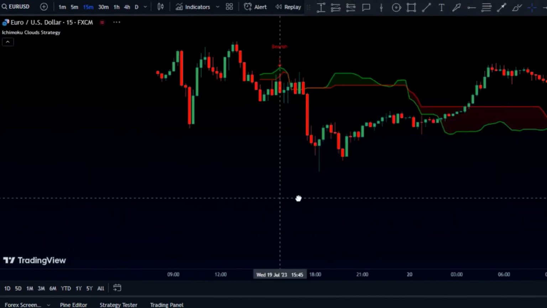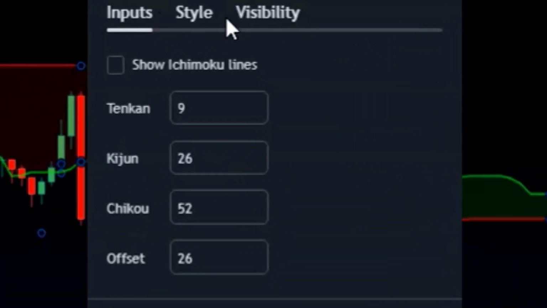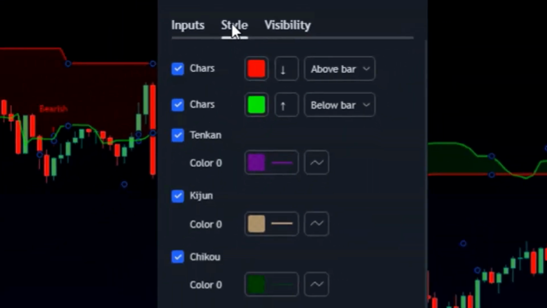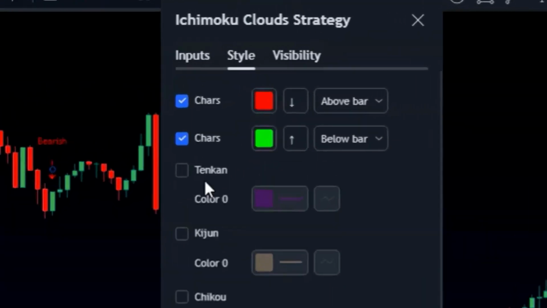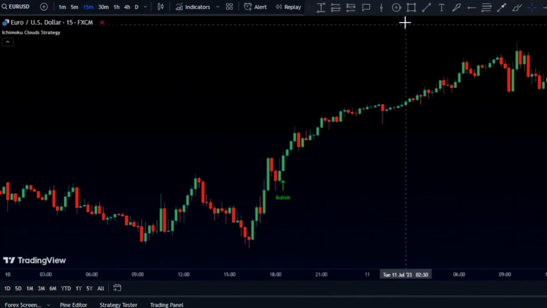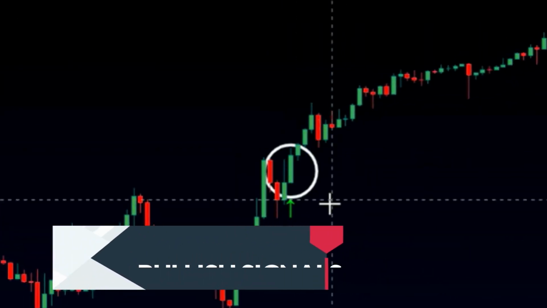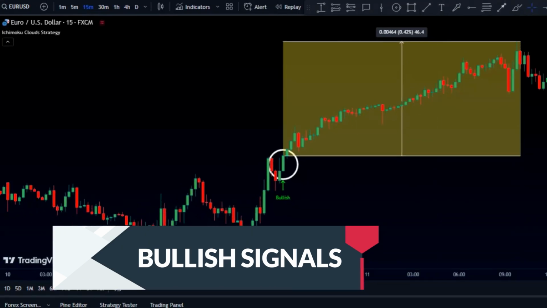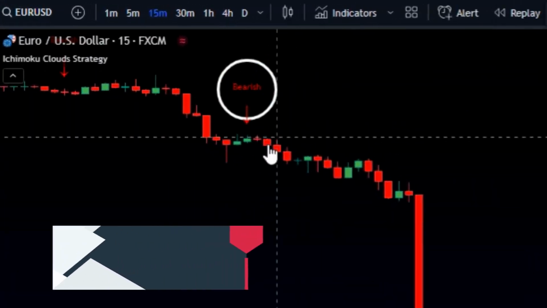Once you've added the indicator, there's no need to tweak the input settings, but in the style section, turn off everything except the clouds. We want a clean, uncluttered chart for maximum clarity. Now watch the magic happen. The indicator will display two types of signals: bullish signals showing the ideal time to buy, and bearish signals for selling opportunities.